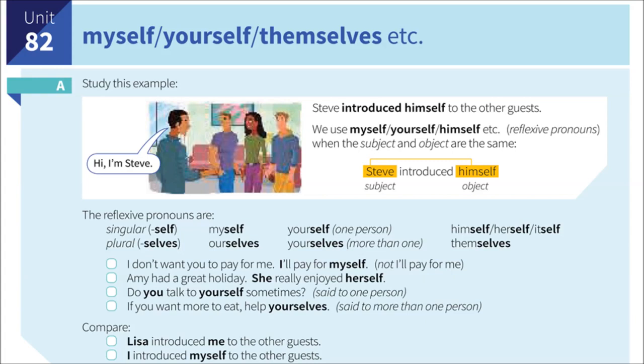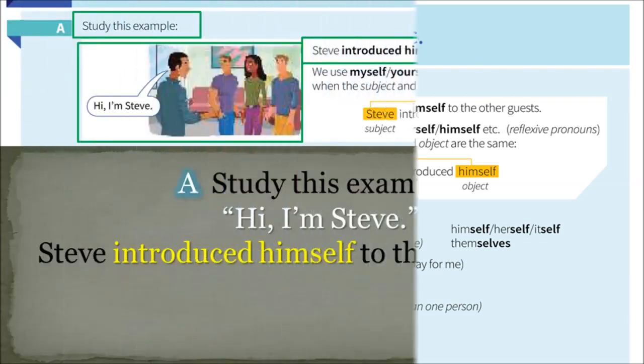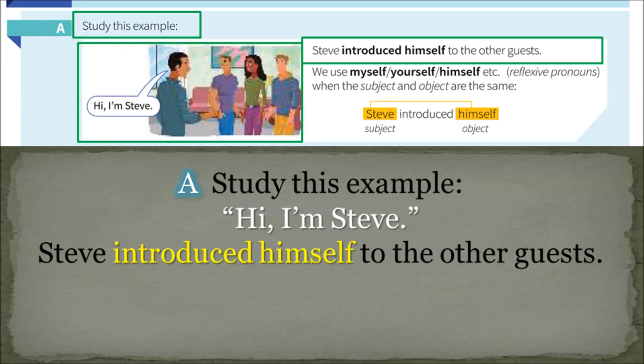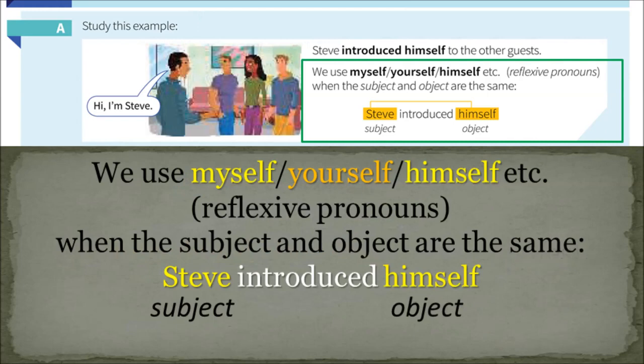Unit 82. Myself, yourself, themselves, etc. A. Study this example. Hi, I'm Steve. Steve introduced himself to the other guests. We use myself, yourself, himself, etc. (reflexive pronouns) when the subject and object are the same. Steve introduced himself.